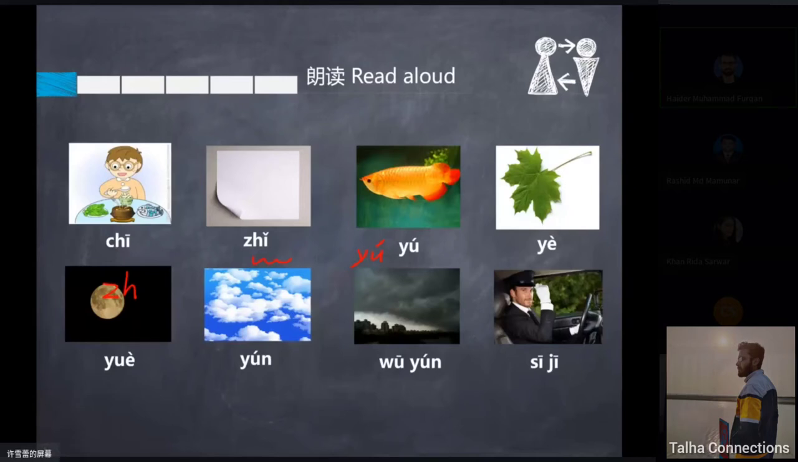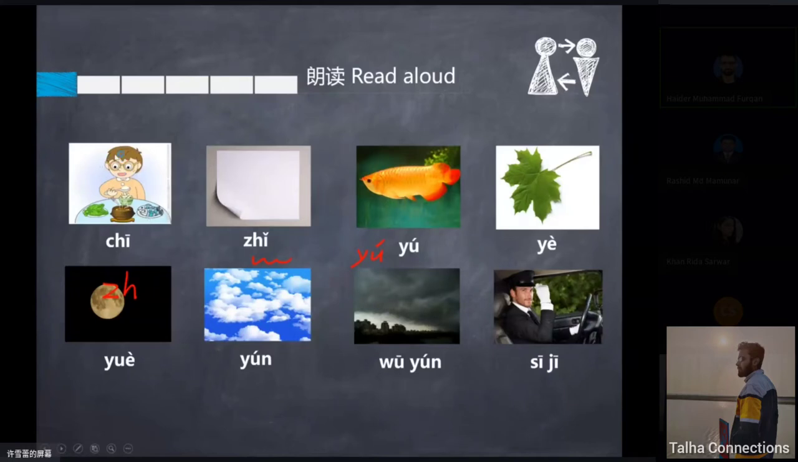Okay, now here, let's do something like magic. Now, can you put two of these eight words to mean eat fish? Can anybody tell me how to say eat fish in Chinese? 吃鱼. Yes. 吃鱼. Oh, you are so smart. 吃鱼, right? 吃鱼, very good.